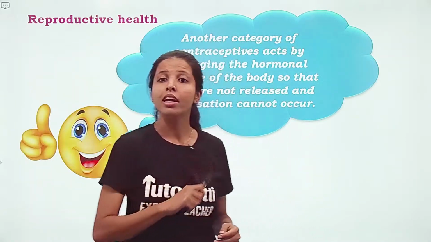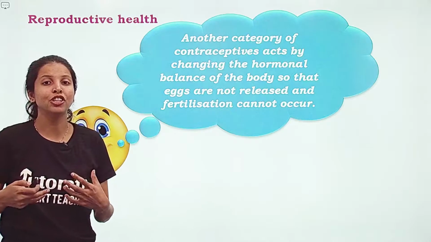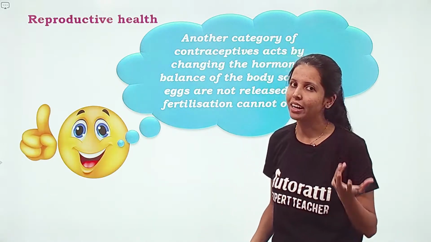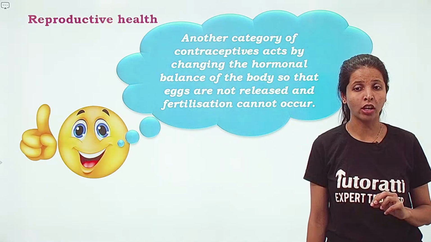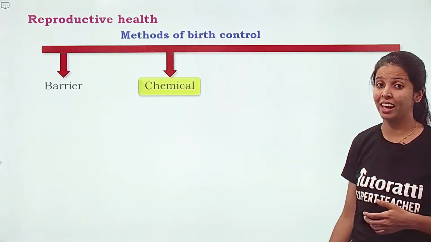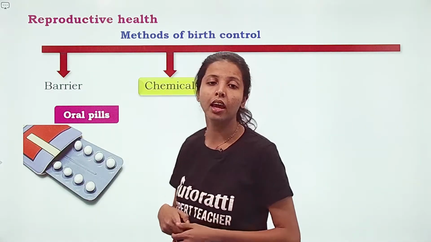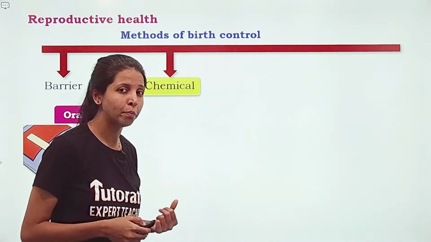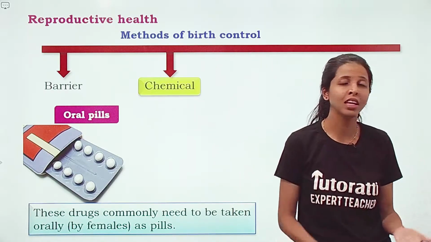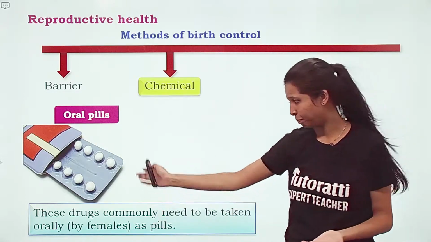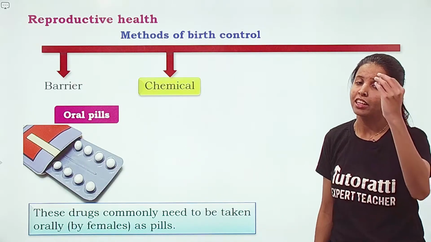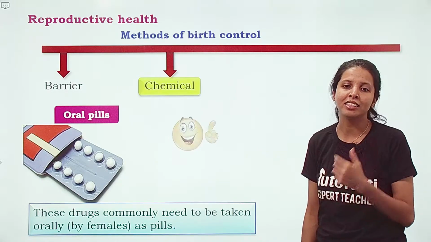So barrier method. Another category of contraceptive act is by changing the hormonal balance of the body so that the egg is not released. अगर egg release होगा ही नहीं तो fertilization cannot occur. This method is called as chemical method. So आपका next category आता है chemical category, kids. इसमें आते हैं हमारे oral pills जिसको हम birth control pills भी बोलते हैं. Please understand this, these pills are to be taken by female only. Male से इनको लेके कुछ फायदा नहीं है. These drugs commonly need to be taken orally by female as a pill. They change the hormonal balance जिससे egg release नहीं होता है, kids.